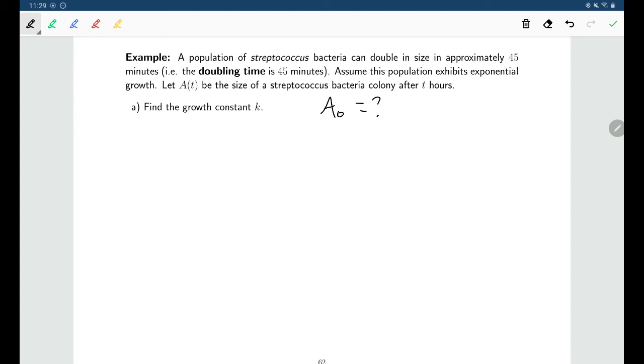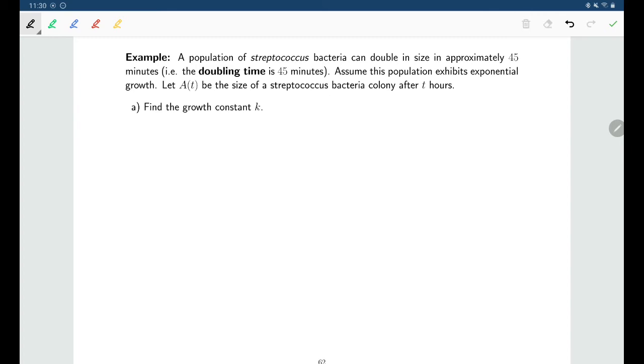But it doesn't really matter, because when we say that the doubling time is 45 minutes, what we're saying is that after 45 minutes, the amount that you'll have would be 2 times the original amount. And so even if we don't know what the original amount is, we can still say, well, whatever that amount is, we'll have 2 times that amount.